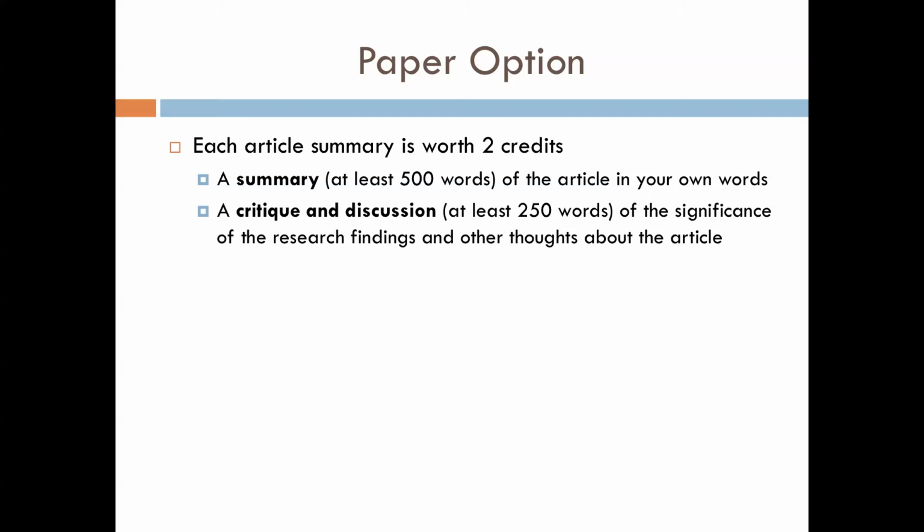Second is the critique and discussion section, which needs to be a minimum of 250 words. This section should discuss your thoughts and critique on the present research and implications for future research. The summary needs to be a minimum of 750 words total, not including any headings. If you do not meet this word count requirement, you will not receive credit for the summary.